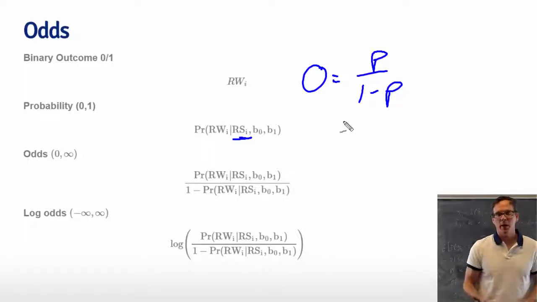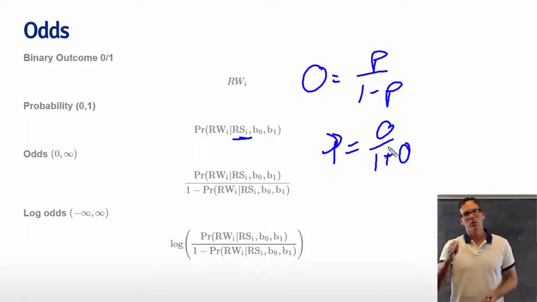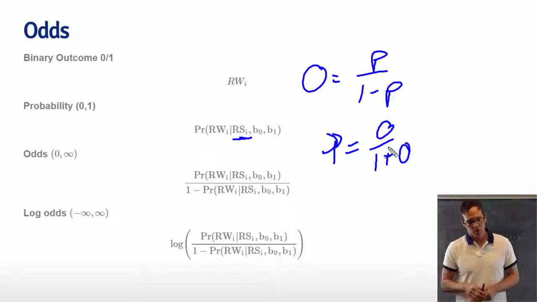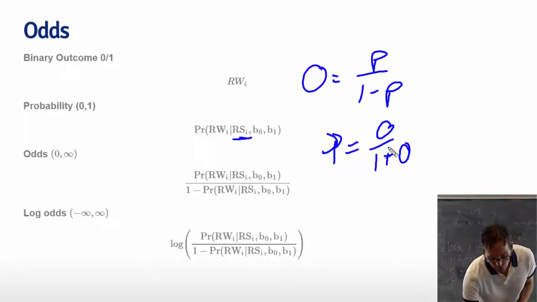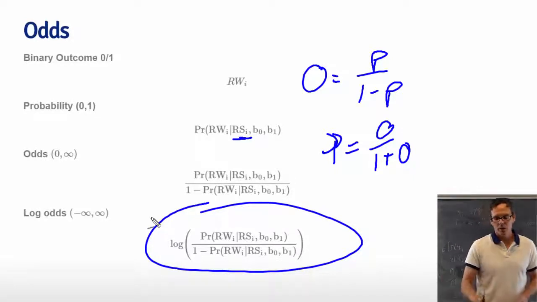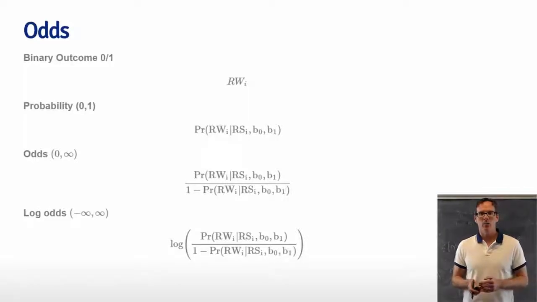You can go backwards, by the way, from the odds to the probability, in that the probability is equal to the odds over 1 plus the odds. So you go forwards from the probability to the odds by taking the probability over 1 minus the probability, and you go backwards from the odds to get the probability by taking the odds over 1 plus the odds. So the two things are exchangeable. The log odds then is just the log of the odds. We use that so commonly that we gave it a name, and it's called the logit. So the logit is simply the log of the odds. What we're going to do is put the model on the log of the odds.